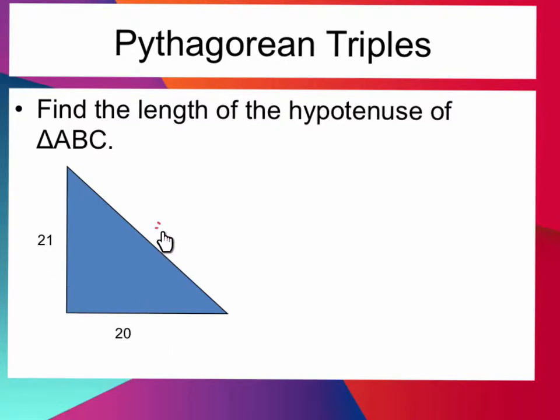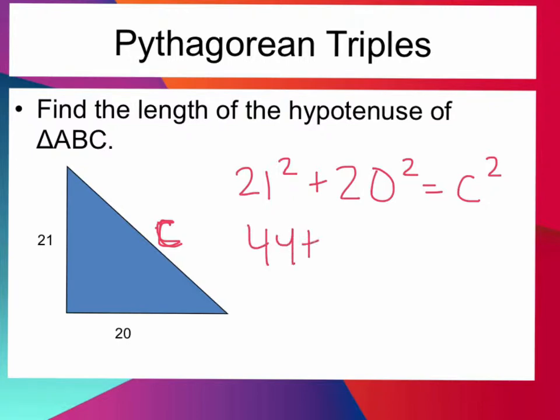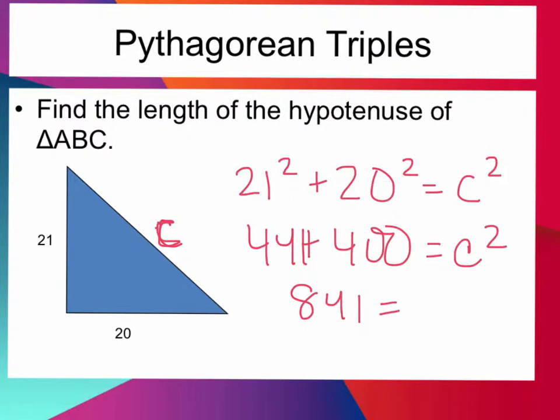So we're going to look for this side. To do that, we're going to use the Pythagorean theorem. So 21 squared plus 20 squared will end up giving us what c squared is, and remember, we'll label this as c. I'm going to use my calculator because these are large numbers. So 21 squared is 441 plus 20 squared, which is 400. 441 plus 400 is 841, which is equal to c squared.